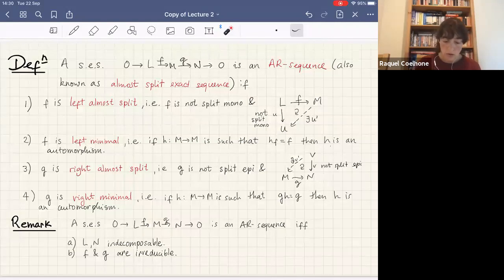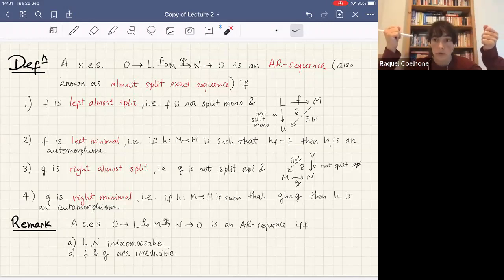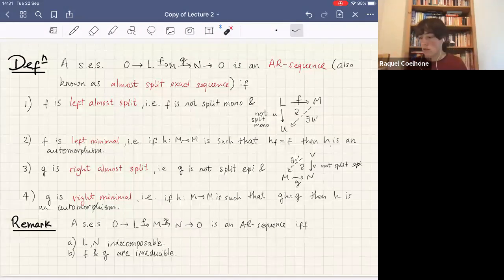Okay. So we want these properties for f, and we want the dual property for g. So we want g to be right almost split, meaning g is not split epi, and any non-split epi factors through g. And g right minimal if gh equals g implies h is an automorphism. I could actually define this using the previous terminology. So it can be proved that a short exact sequence is an Auslander-Reiten sequence if and only if the outer terms are indecomposable and the morphisms f and g are irreducible.